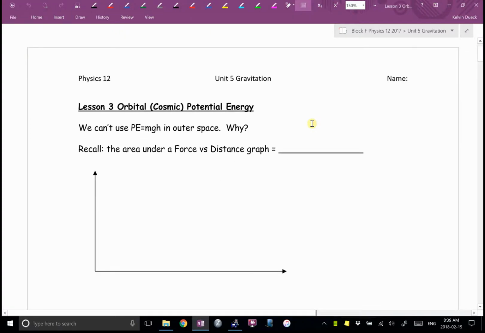We're good? I wrote here orbital, or I call it cosmic potential energy, and I start out with a question. We can't use potential energy equals mgh in outer space. Why not?